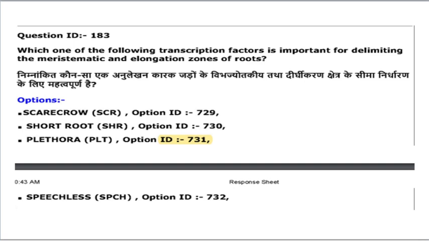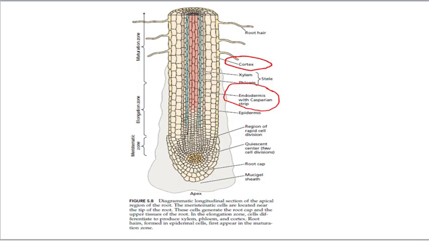So you should know the function. If you know the function itself, you can easily answer this question. So the answer is that this PLETHORA gene or PLETHORA transcription factor is important for distinguishing between the meristematic zone and elongation zone of root.